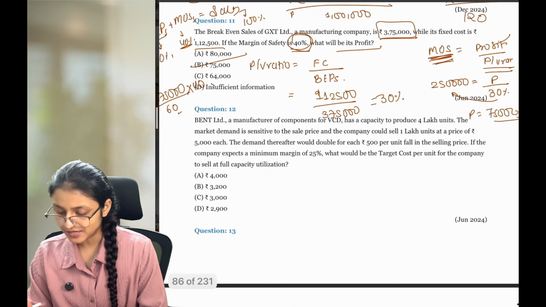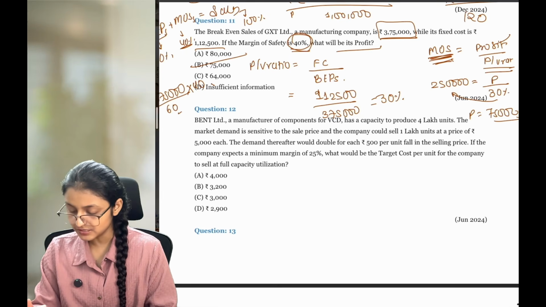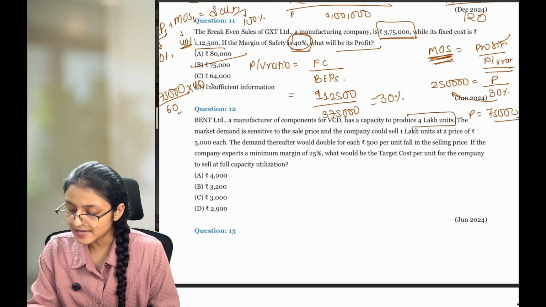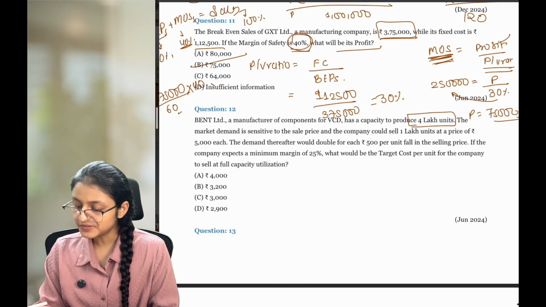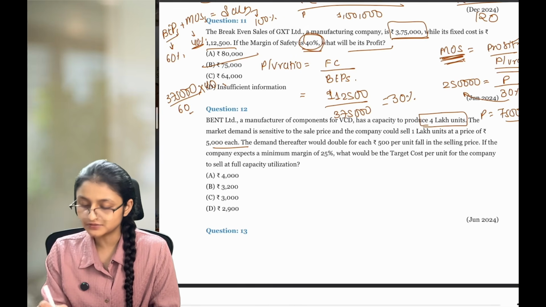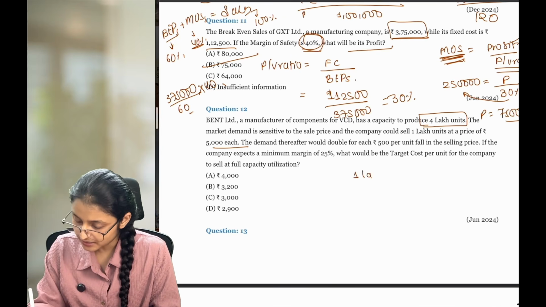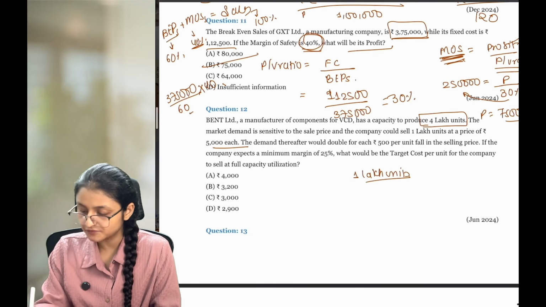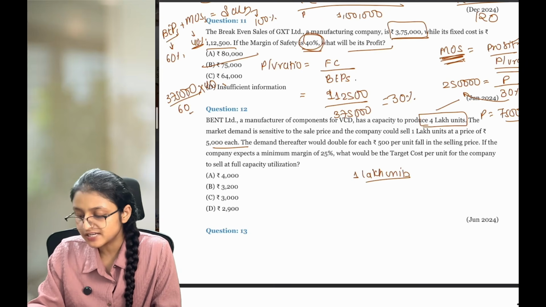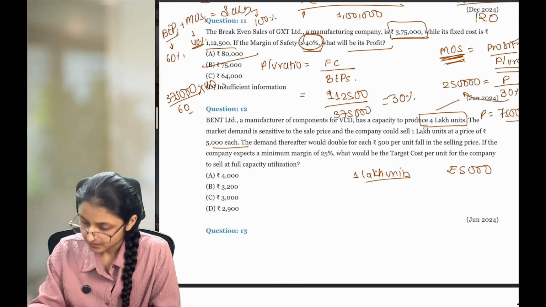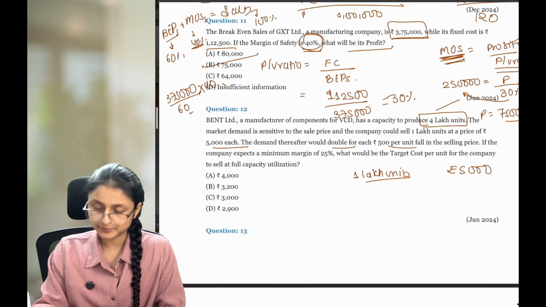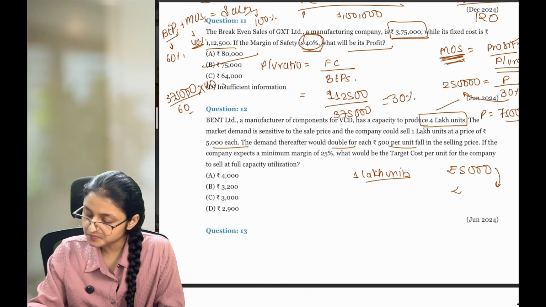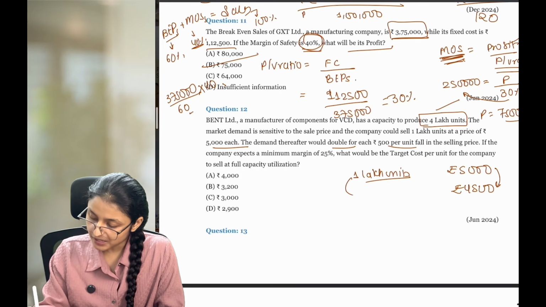Bent Limited, a manufacturer of components for VCD company, has a capacity to produce 4 lakh units. Total 4 lakh units is what we can produce. The market demand is sensitive to the sales price, and the company could sell 1 lakh units at a price of 5,000 each. So as of now, we are able to sell 1 lakh units. Even if I have the capacity of 4 lakh, we are able to sell 1 lakh at a price of 5,000. The demand thereafter would double for each 500 unit fall in the selling price.